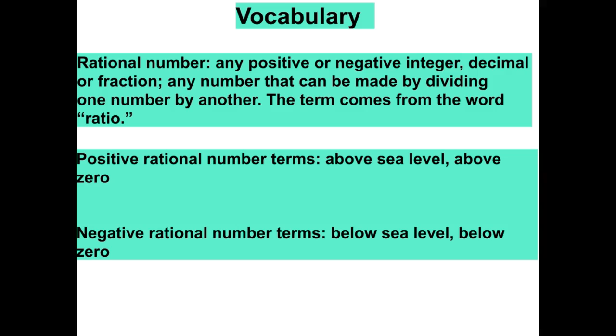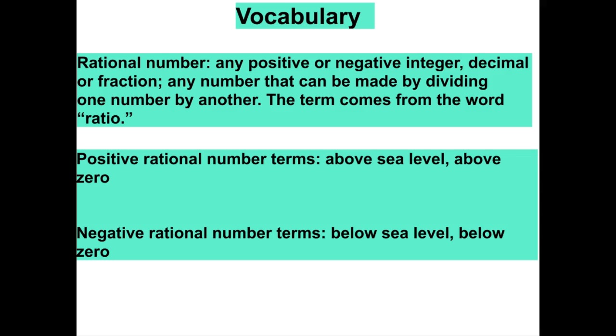So we have a couple of vocabulary words, and the first one is rational number. A rational number is any positive or negative integer, decimal, or fraction, or any number that can be made by dividing one number by another. The term comes from the word ratio. And a fraction is a type of ratio. So a rational number is going to be something where you can divide one number into another, and that's going to be your rational number.